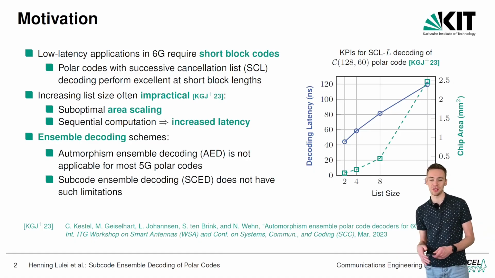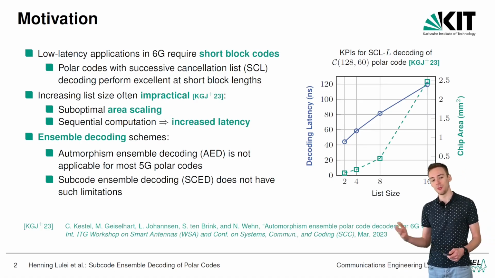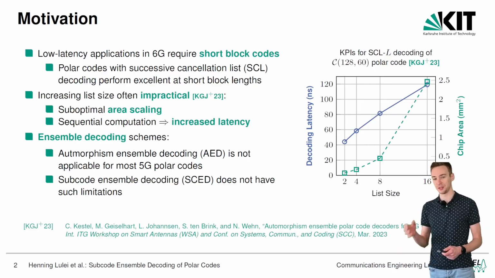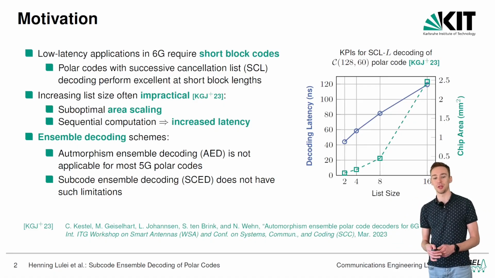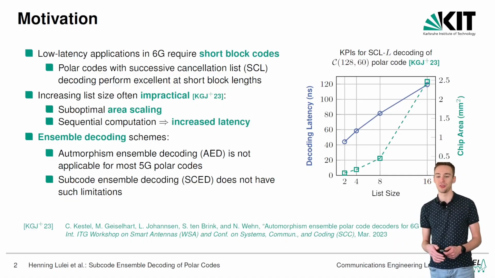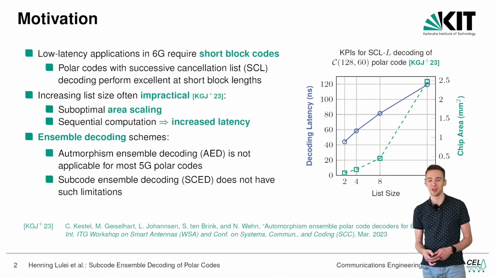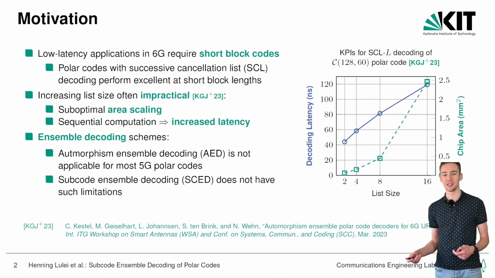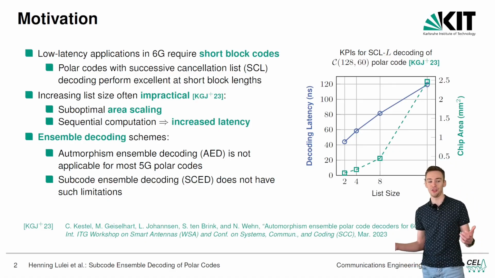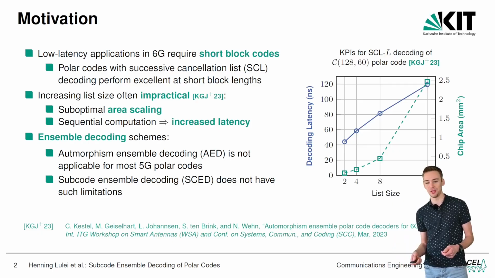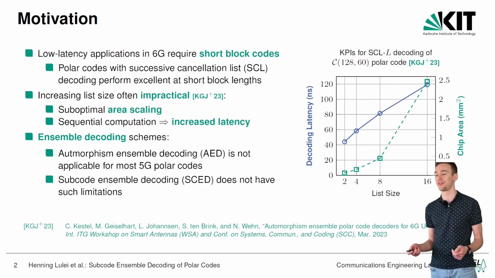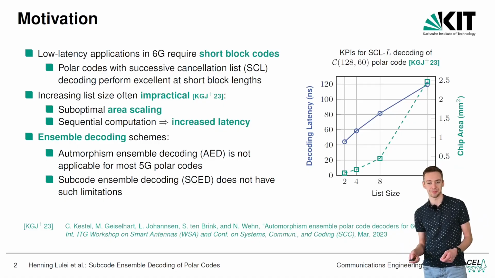There are two possible ways to implement ensemble decoding, where the first option is to use automorphisms in the different paths of the ensemble decoder. However, this approach is not applicable for most 5G polar codes due to symmetry issues. Another option, which was proposed recently, is subcode ensemble decoding, where in each decoding path a different subcode is employed. This option does not have the same limitations as automorphism ensemble decoding, and in this work we investigated if that is a suitable option for polar codes.